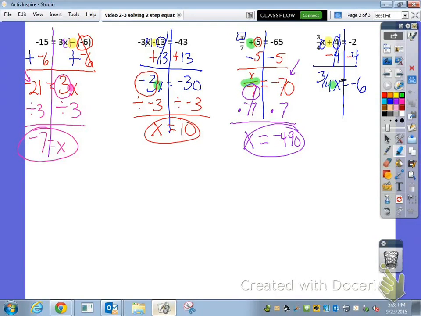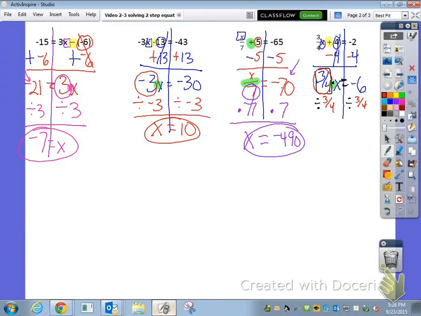There's a difference. On the one in front of it, it was x divided by 7. The x was in the numerator. Here, on this one, 3/4 is together, so it's 3/4 times x. So the opposite of multiplying is to divide, okay? What is beside the x? The 3/4. So I'm going to divide by 3/4.